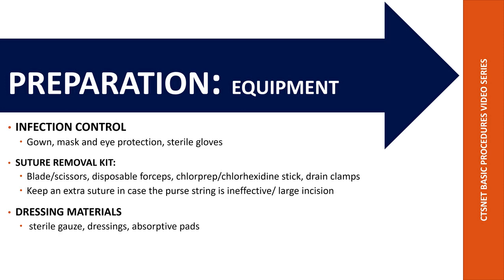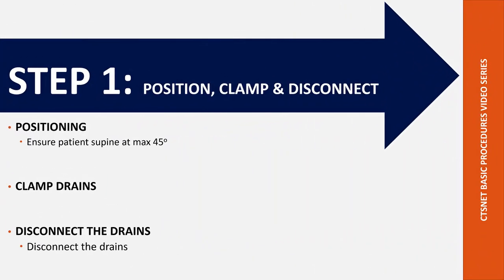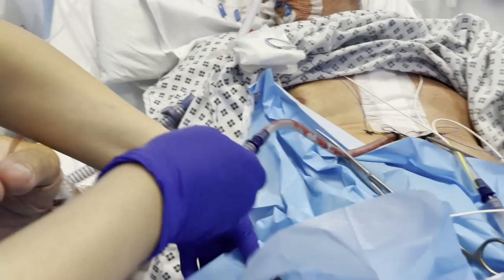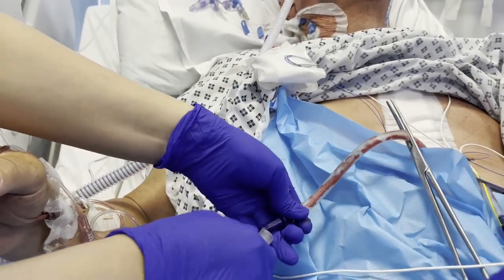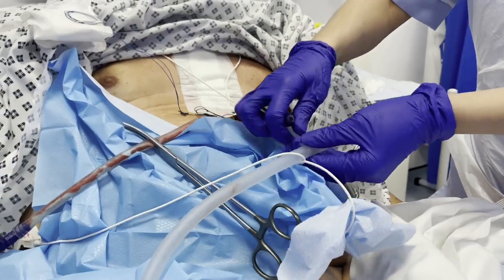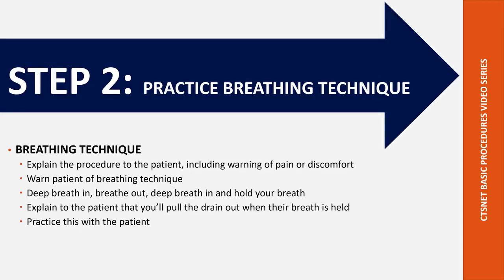It is useful to keep an extra suture in case the purse string is ineffective or if there's a larger incision. Position the patient supine at a maximum of 45 degrees and clamp and disconnect the drains. Explain the procedure to the patient, warning them of any pain or discomfort. Practice the breathing technique with the patient.